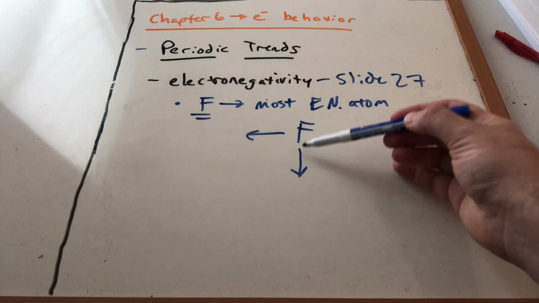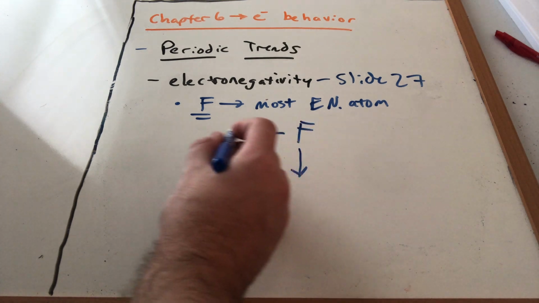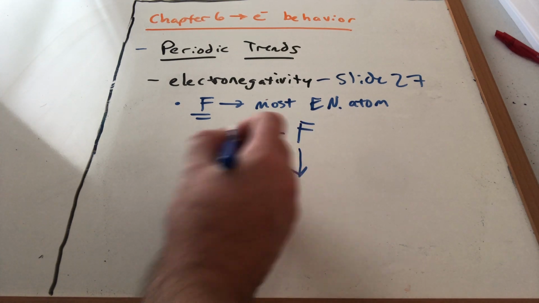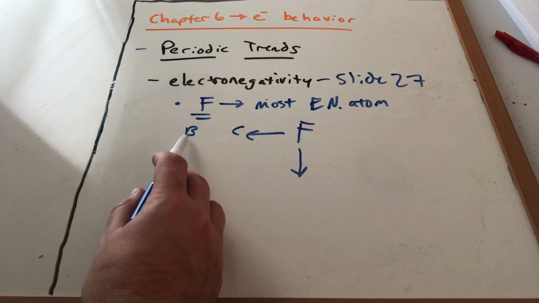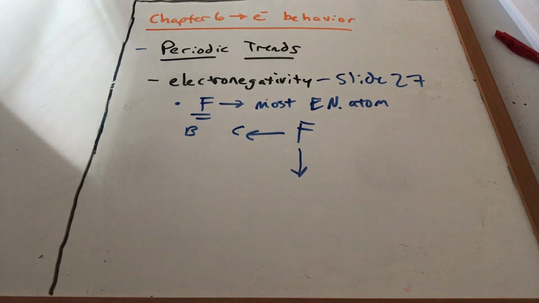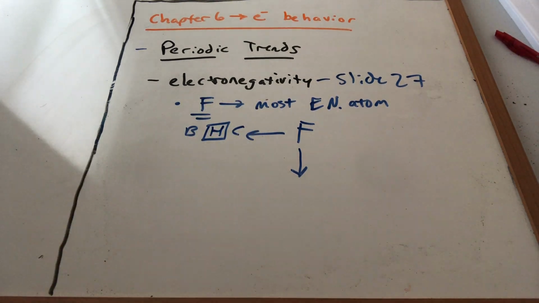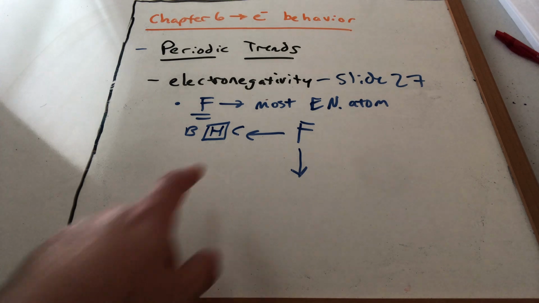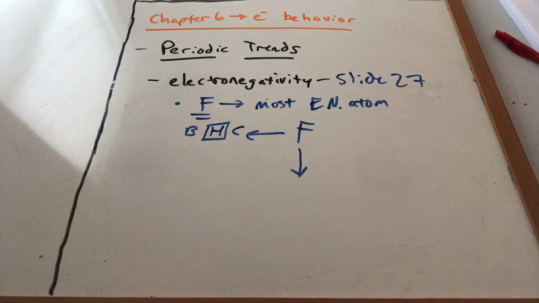But the first step down this way is pretty dramatic. The only other thing we have to remember with electronegativity is where H sits. If you go down this way, eventually you'll see C and you'll see B. So C is more electronegative than B because it's closer to F. But H actually fits in between C and B. So H is less electronegative than C, but it's more electronegative than B.